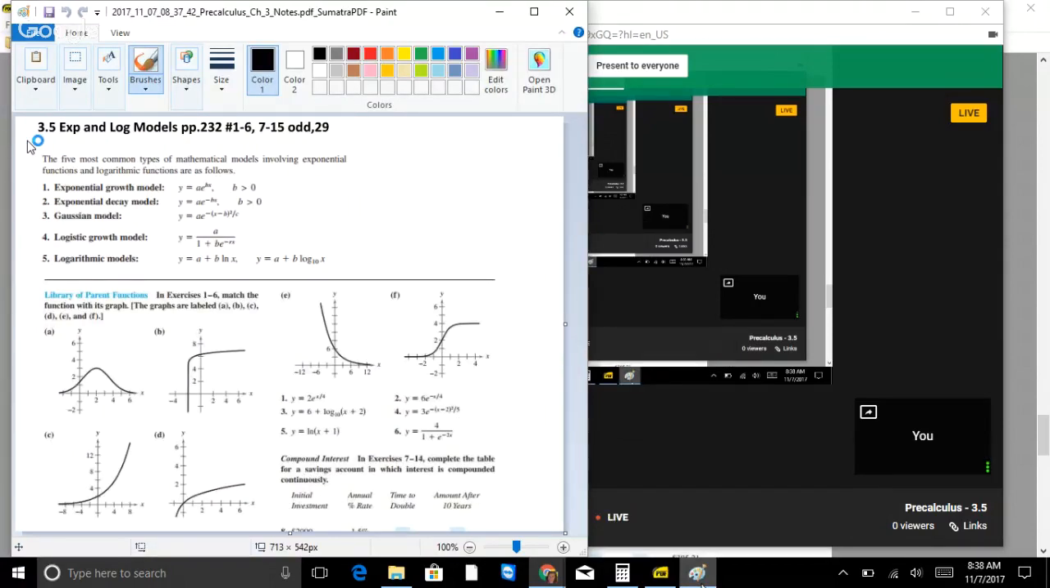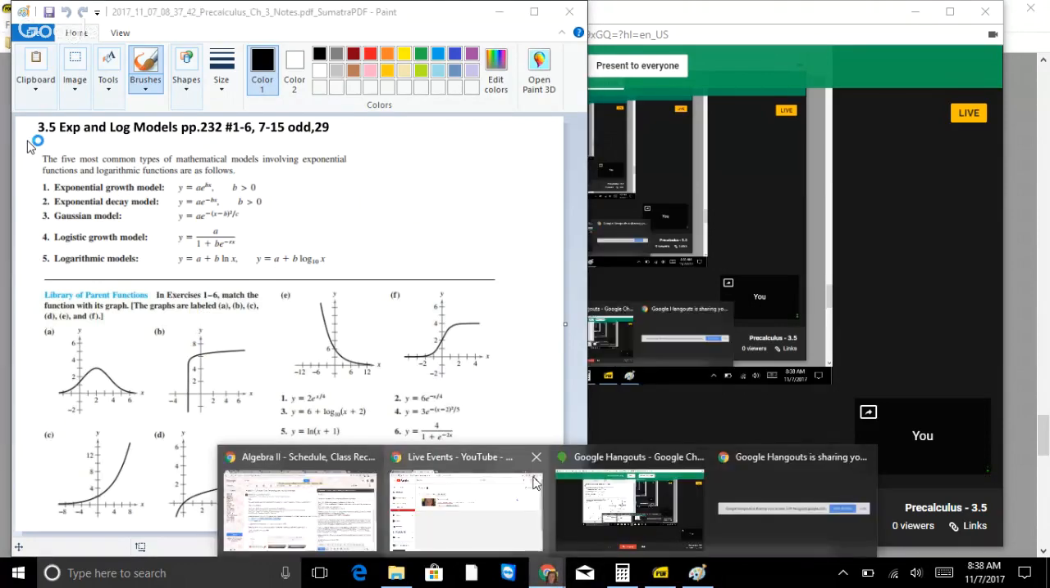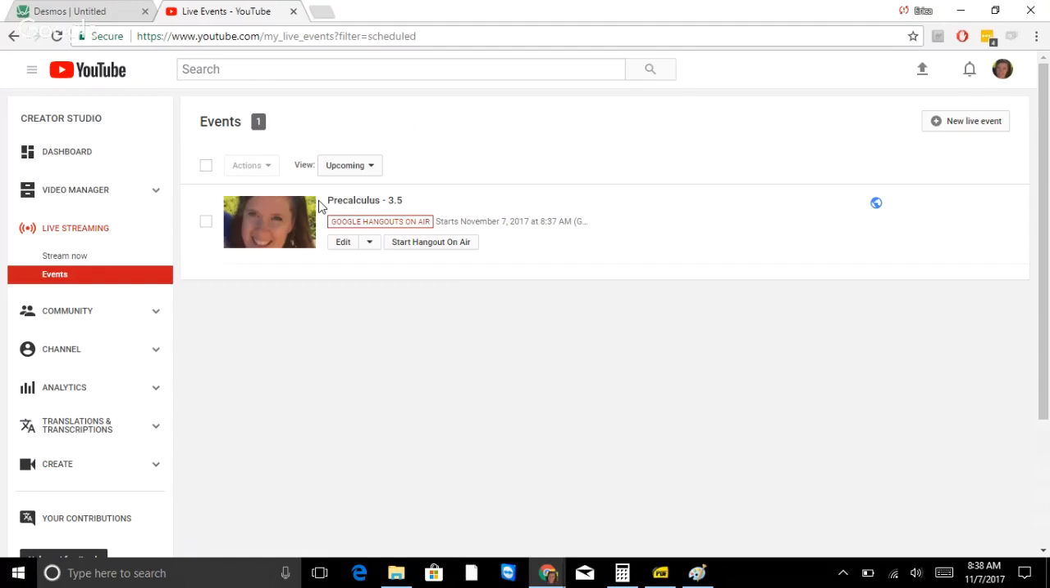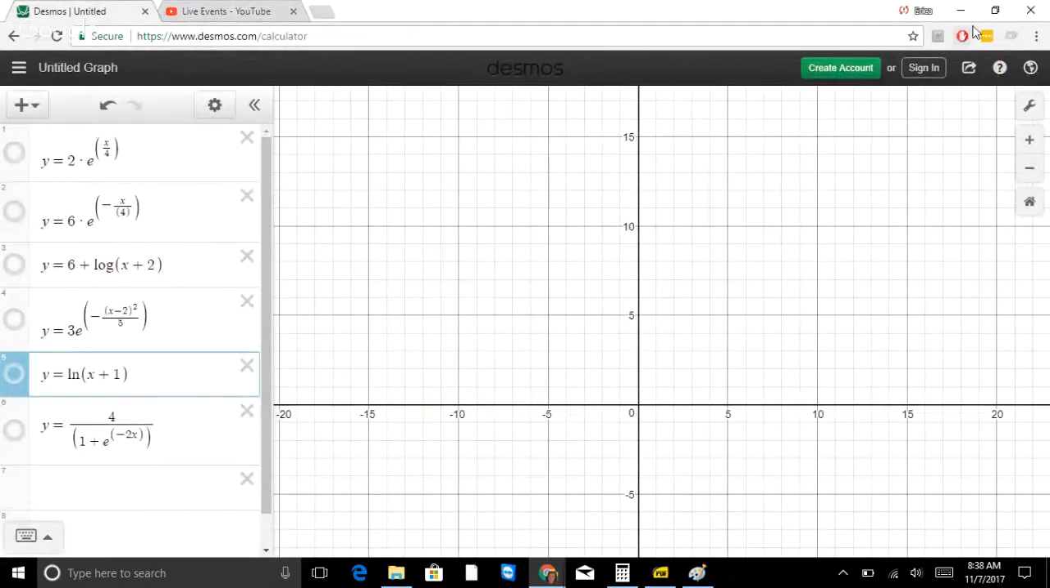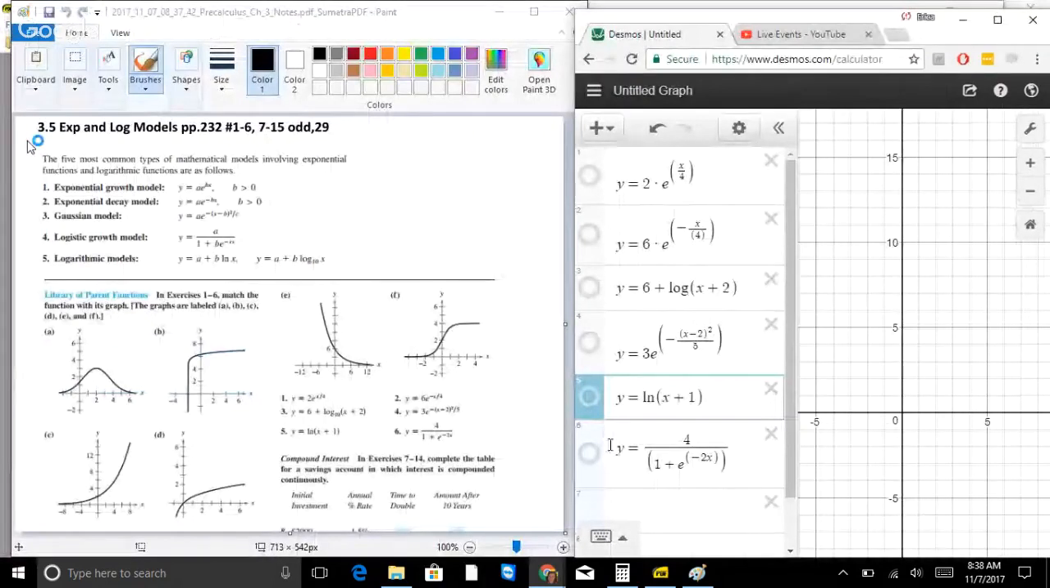Precalculus section 3.5. And so we're going to talk about exponential and logarithmic models. Let me get my screen back up here. There we go. All right, so we are going to talk about 3.5. And 3.5 is an interesting section because it's kind of like, oh, we've actually got to something that we can use our exponential and logarithmic functions for. And actually within 3.5, there's two kind of unique sections.